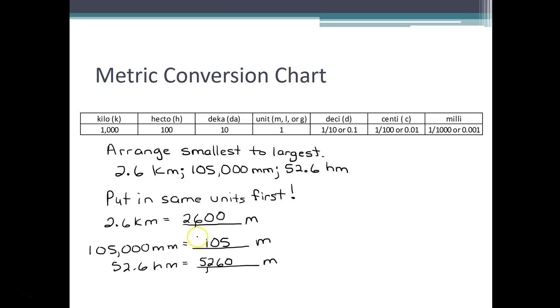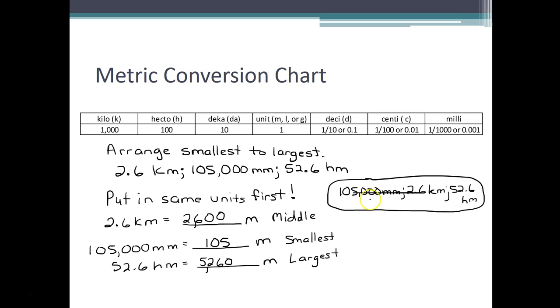And now that they're all in meters, now I can compare. 105 meters is the smallest. 5,260 meters is the largest. And 2,600 meters is in the middle. Okay, so when I write my answer, I arrange from smallest to largest. I'm going to write the 105,000 millimeters first. And then I'm going to write the 2.6 kilometers second. And then I'm going to write the 52.6 hectometers third.